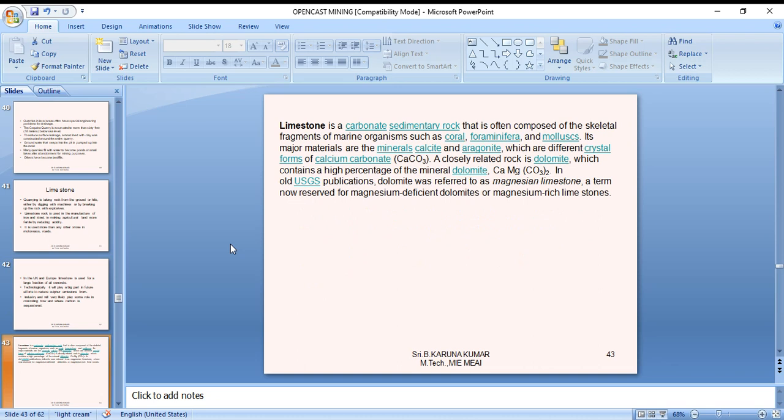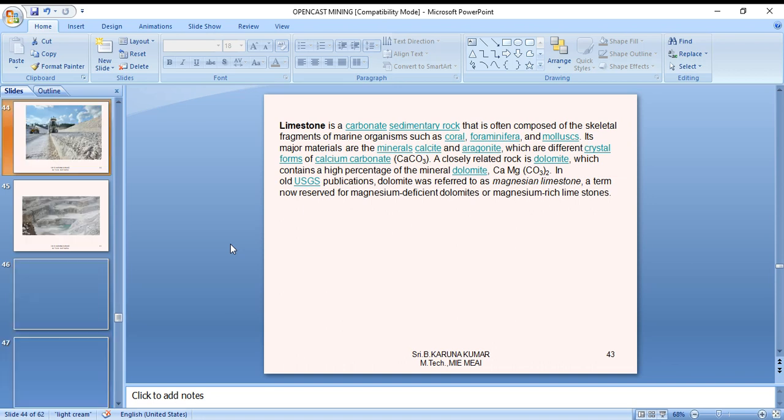Limestone is a carbonate sedimentary rock that is often composed of the skeletal fragments of marine organisms such as coral, foraminifera, and molluscs. It is a major source of the minerals calcite and aragonite, which are different crystal forms of calcium carbonate. A closely related rock is dolomite, which contains a high percentage of the mineral dolomite. The chemical equation is shown here.